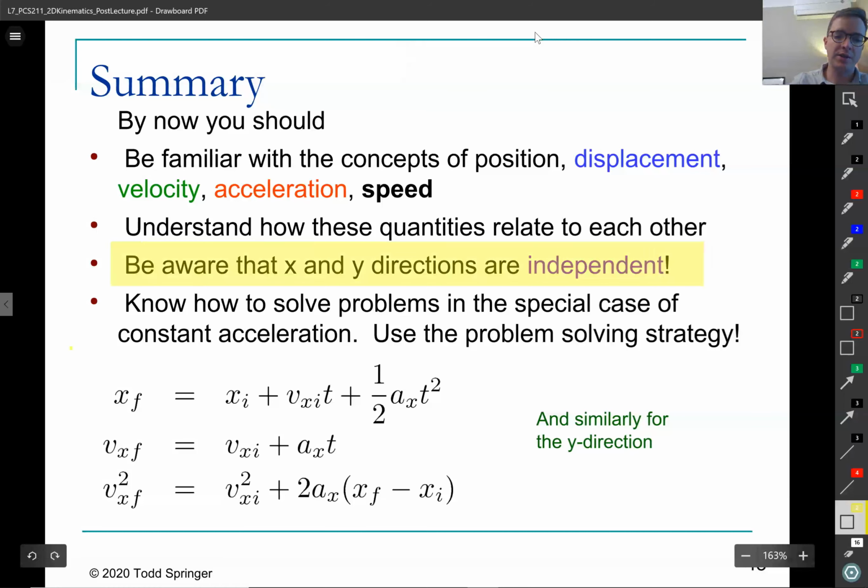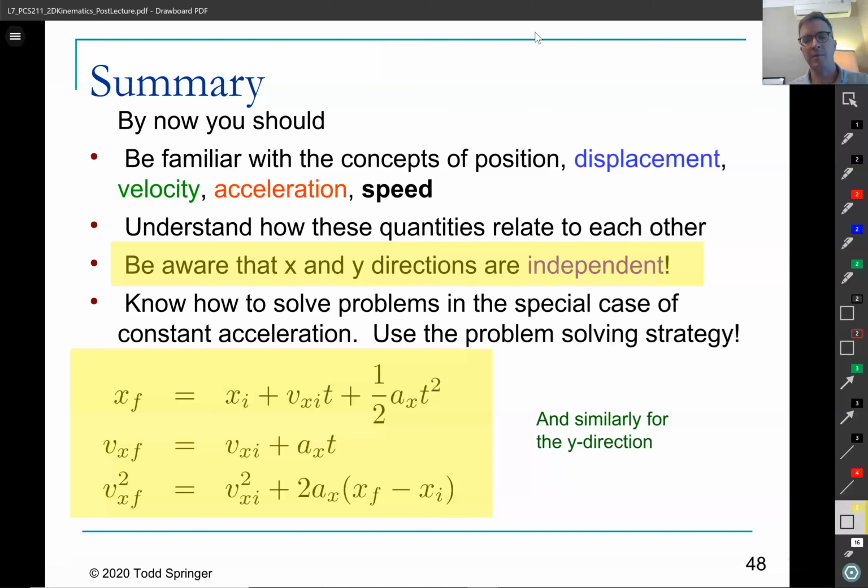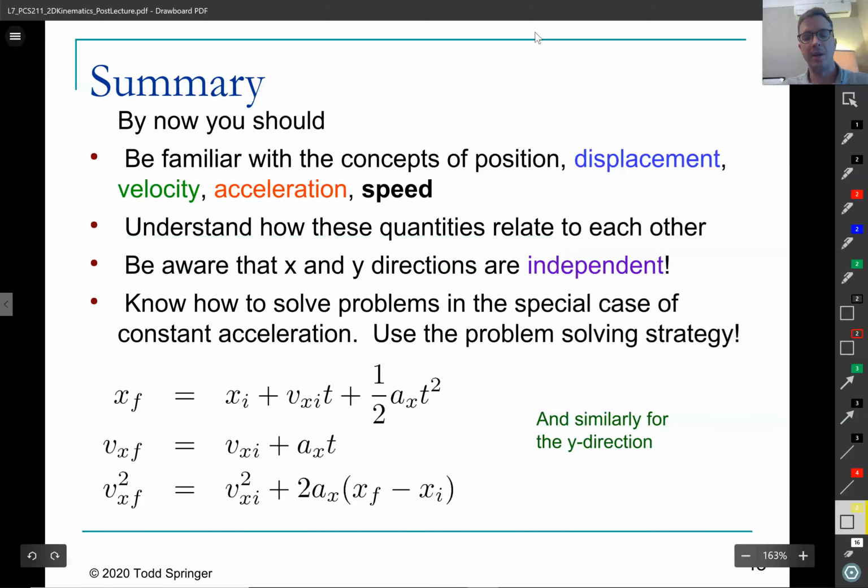And we've got these equations for constant acceleration. These three are equations for the x direction: position, velocity, and then the last one is an equation which doesn't have time in it, which is useful. And then we have another set of equations which I didn't write here for the y direction. So you have three equations for the x direction, three equations for the y direction, and we went through some examples of solving problems using those equations here.